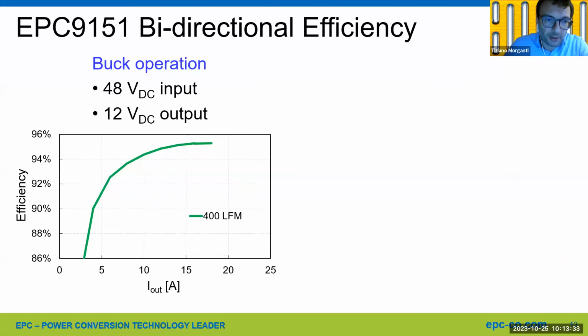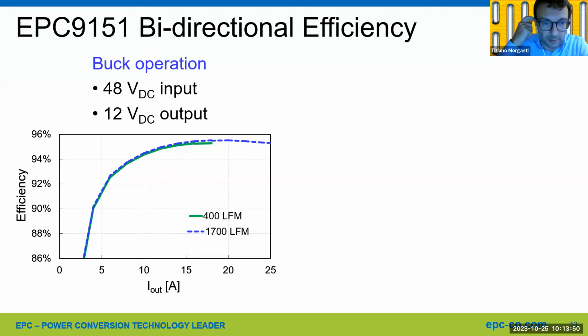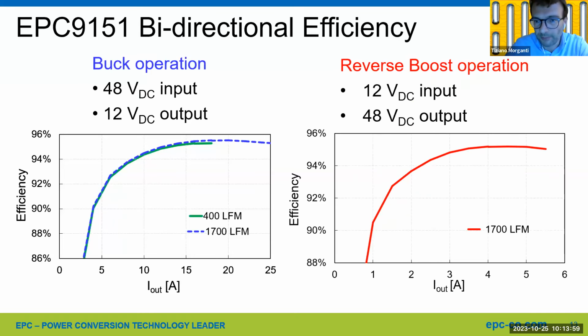In buck operation, this is the efficiency we can get. The output current is up to 17-18 amps with 400 linear feet per minute airflow with more than 95% efficiency. With more airflow, so 1700 linear feet per minute, we can go up to 25 amps output. In boost mode, we still get more than 95% efficiency, and we can handle more than 5 amps output current.